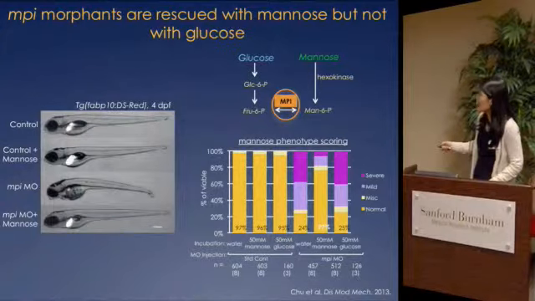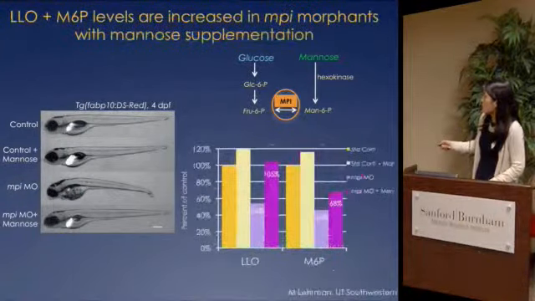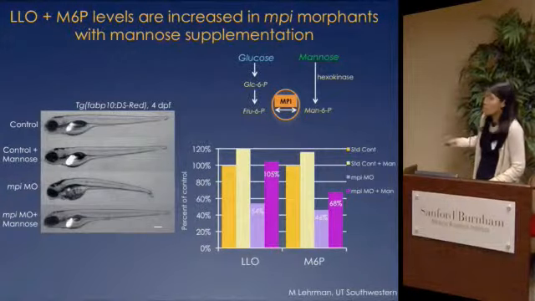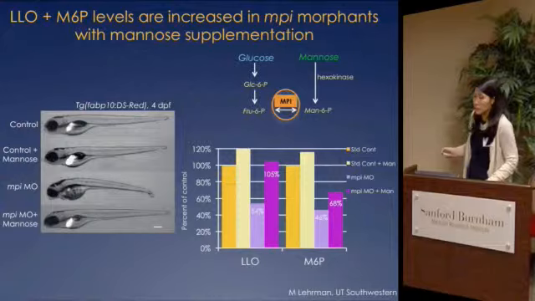So this was really great to us. We looked at glycosylation markers, and we found that the LLOs were decreased as well as the MAN6P. So if you block this, the MAN6P was decreased in our morphants, and the LLOs, which was that major precursor, was also decreased. But when you treat with mannose, you get full restoration of LLOs and partial restoration of the MAN6P.